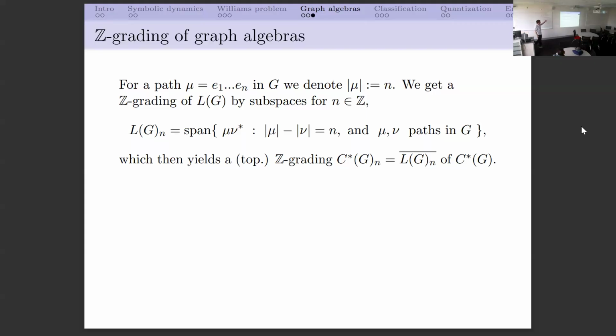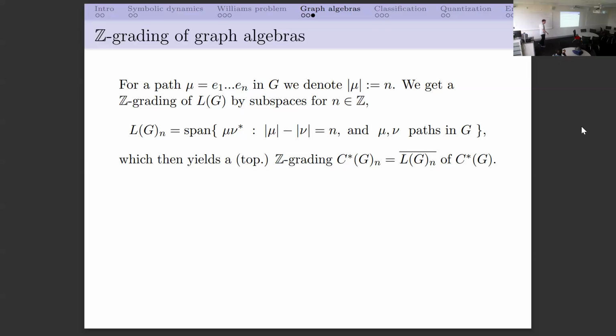So given a path mu, a path is like a finite sequence of concatenatable edges, such that the ranges and sources match, I'm going to denote by absolute mu the length of such a path. And I'm going to get something called a Z grading of the Leavitt path algebra. For every integer, I'm going to get a graded subspace. It's the linear span of mu times nu star, where the difference in length is fixed. This is a potentially infinite dimensional subspace. And you can close it up inside the C-star algebra with the norm that you have on it. And that gives you a grading of the Leavitt path algebra and of the C-star algebra.